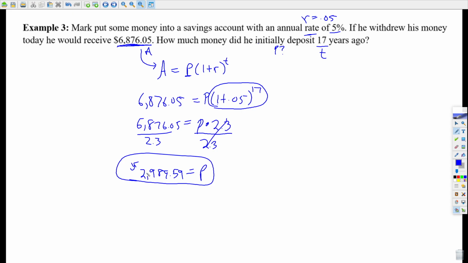So he started with about $3,000, and now he has over doubled the amount he started with. Mark started with about $3,000, and now he has almost close to $7,000. So we found the initial deposit.